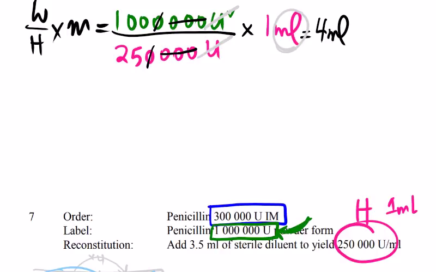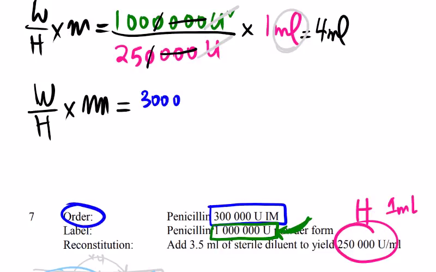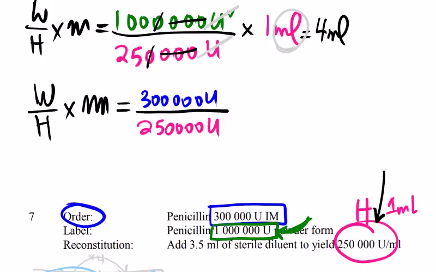Second part of the question will ask us to find out how much we need to inject, how much the patient will be given. So we're going to start with our want over have times the third quantity. So what do we want? The patient needs 300,000 units. The concentration of the drug is here in the have. So the have contains the 250,000 units that we need to address. And then we multiply by the third quantity, which is the 1 mil.